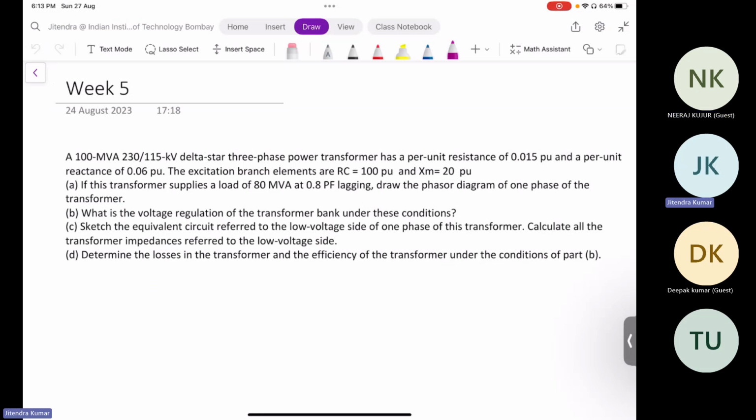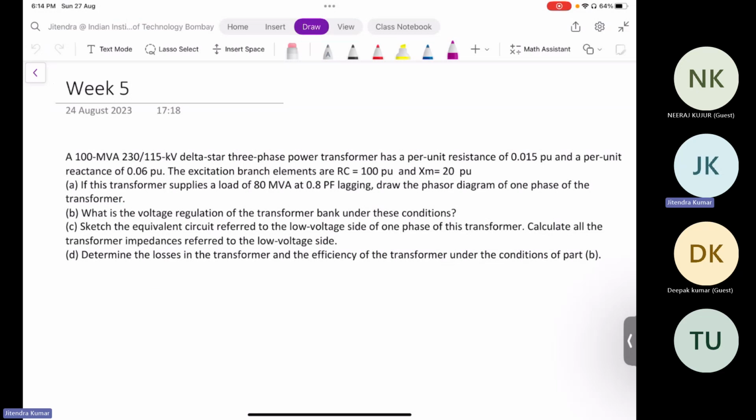So if we have the knowledge of what these data are, now we will proceed with the last statement of the problem. The excitation branch elements are very high compared to your series resistance and reactance. So from that value, you can identify that very little current will flow in the excitation branch, for obvious reasons, right?